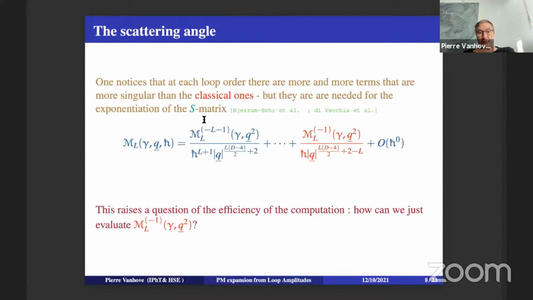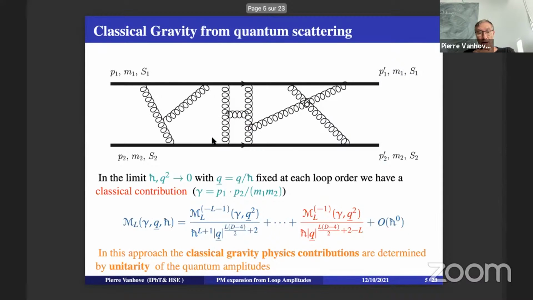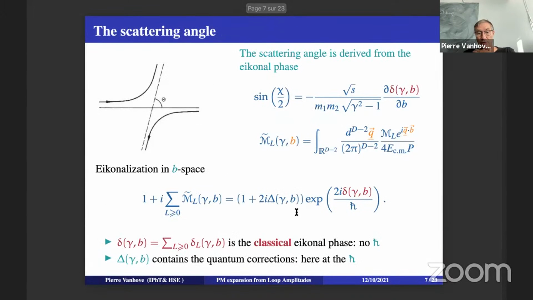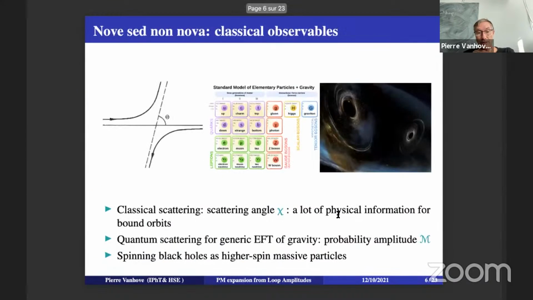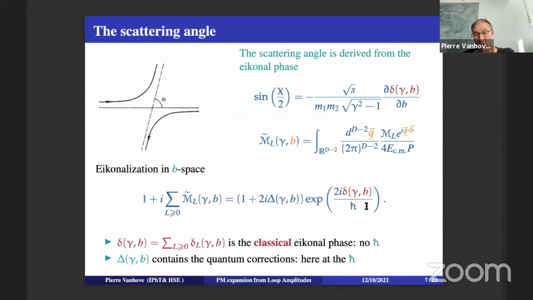Now, you see why I need all these higher powers of h-bar here. When you expand the exponential, because of the property of the exponential, you get 1 plus delta over h-bar plus delta squared over h-bar squared. So you need a lot of 1 over h-bar terms to rebuild your exponentiation. You have to eikonalize your amplitude correctly, and all these terms are exactly needed to get this proper 1 over h-bar in the exponential.